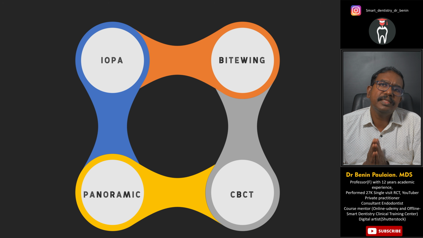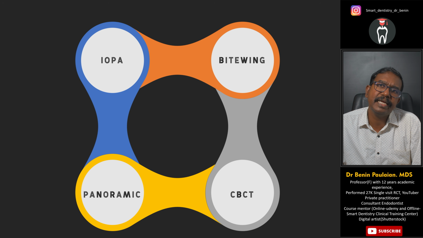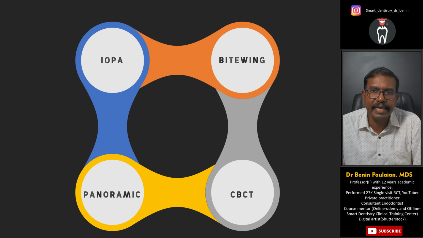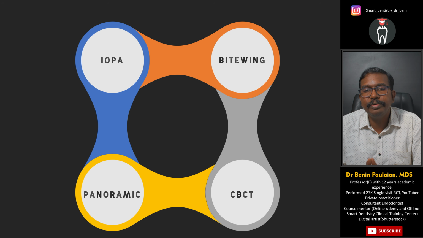Looking at this, the IOPA, that is the intraoral periapical radiograph, can be considered the most commonly used radiograph for doing radiographic examination for making an endodontic diagnosis. They are very good. With the advancement of the RVG, it has become much easier, and I would say that we should be able to know how to take a proper radiograph and examine it properly.